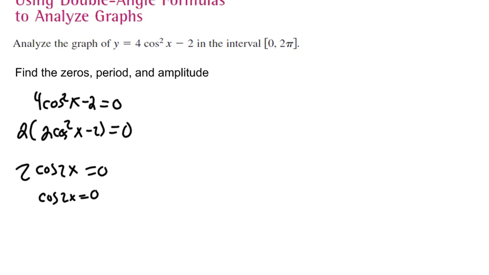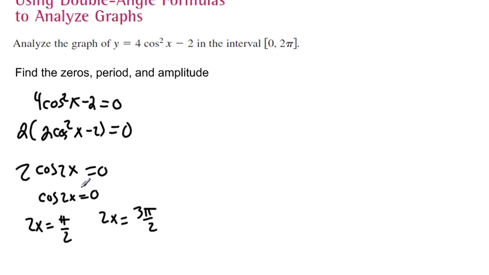So just like we learned from last section, the way that we handle this is we say the cosine of what? Think of this as just like theta. The cosine of what is 0? Well, there's two places where we get 0. One is pi over 2, and I'm going to set 2x equal to pi over 2. And the other one that gives us 0 is 3 pi over 2.